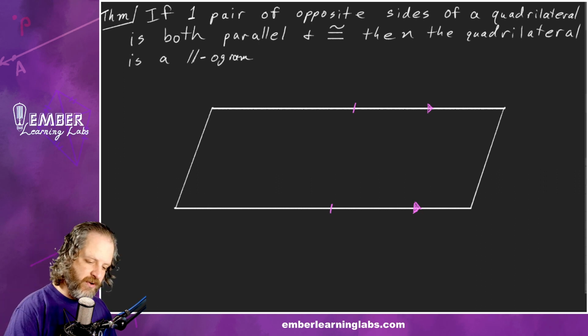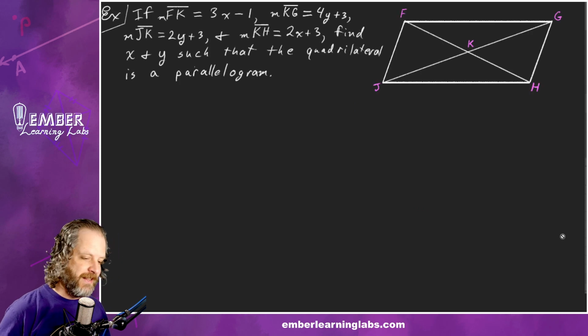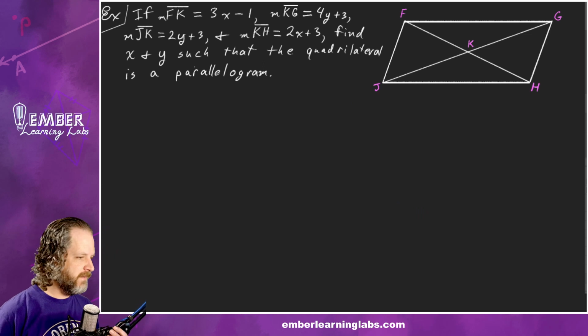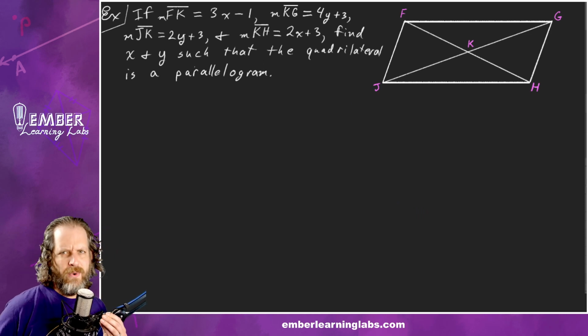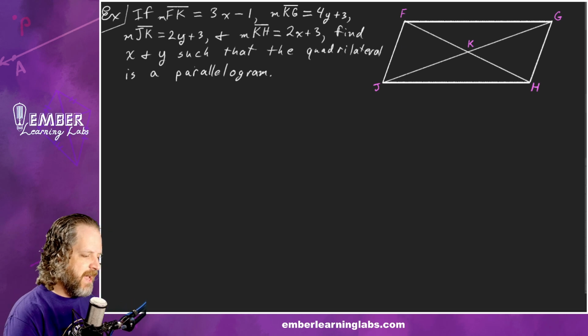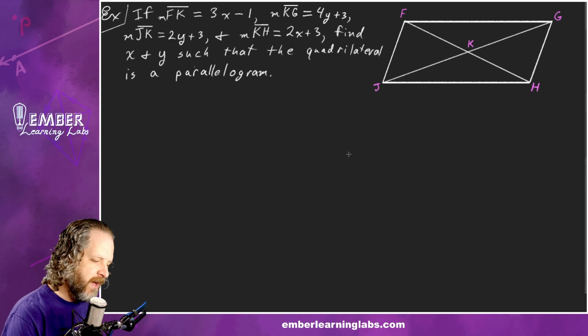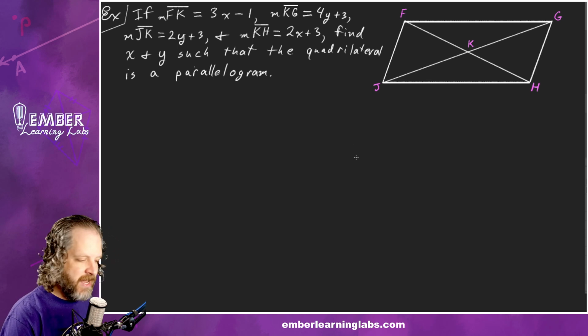Easy peasy. Let's do an example with some algebra. This is the kind that y'all like. And then we'll do a proof, and then we'll be done, right? We're clocking at 3 minutes right now. We're doing great. If the measure of FK is 3x minus 1, KG is 4y plus 3, JK is 2y plus 3, and KH is 2x plus 3, find x and y such that the quadrilateral is a parallelogram.